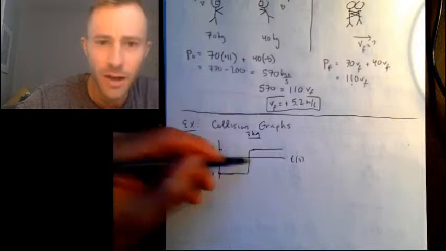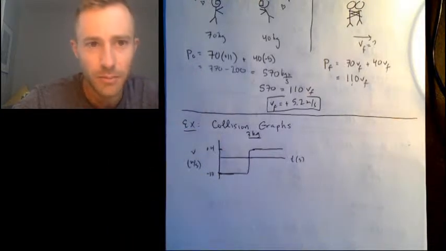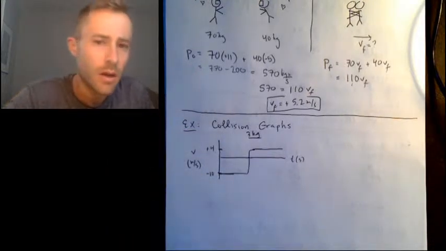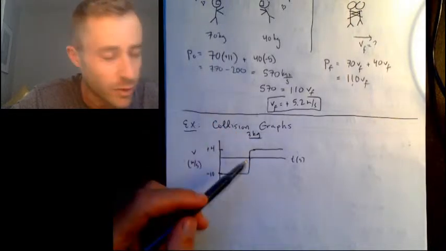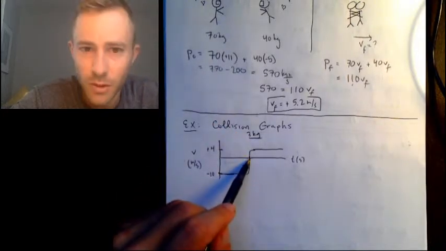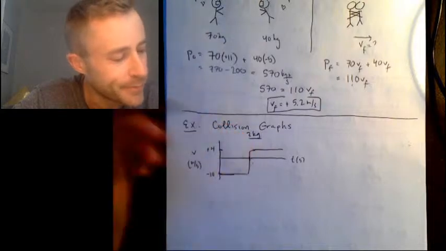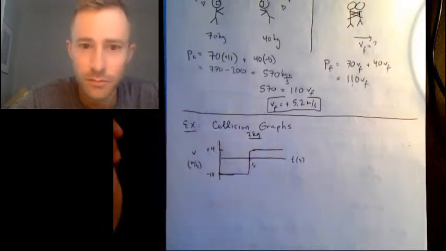Whatever amount of time that took would be the time span of that collision. The time at which the collision occurs would be whatever the time coordinate of that is. So maybe that's at 5 seconds.